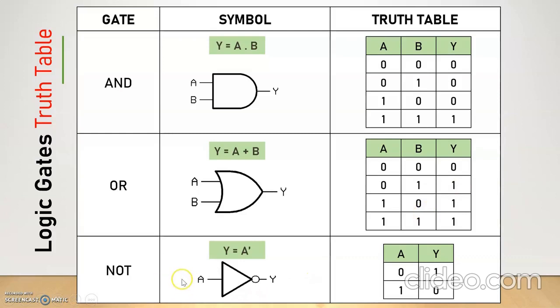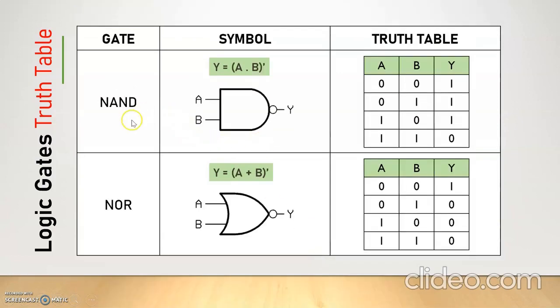Next is NOT. For NOT, we have only one input. When the input is A, because it's only 1, we will have 2 to the power of 1 rows, which is 2. So we have only 2 rows here. One possible input is 0, another possible input is 1. The output for 0 is 1, the output for 1 is 0. Okay, so these are the truth tables. Let's look further at other gates.